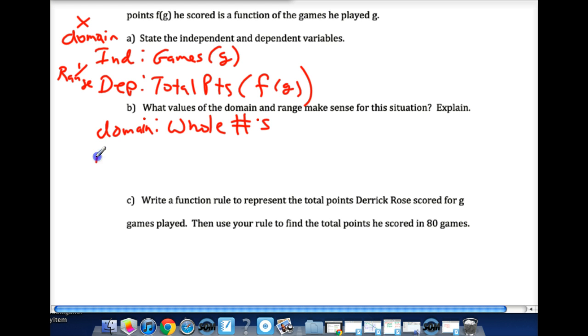But now, what numbers are possible for his range? I don't think it seems like it could be any, because he could score any amount of points a game. But if we made a table of this, what do you think, Harrison? Multiples of 16.8. Yeah, we're talking about multiples of 16.8. And again, technically, he could score more than 16.8 points in a game, or less. All right, let's write the function rule.